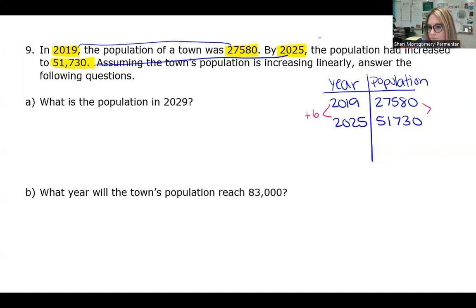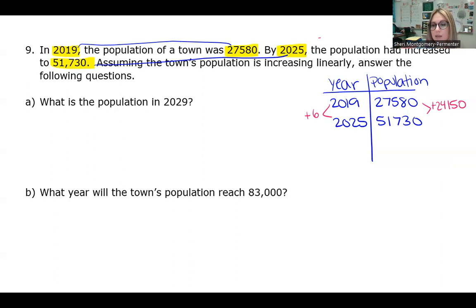24,150. All right. So to figure out the population in 2029, how many years is that from 2025? 4 years. Okay. Well, we don't know how much the population increases in 4 years. We know how much it increases in 6 years. So it's going to be helpful if we figure out how much it increases every year.